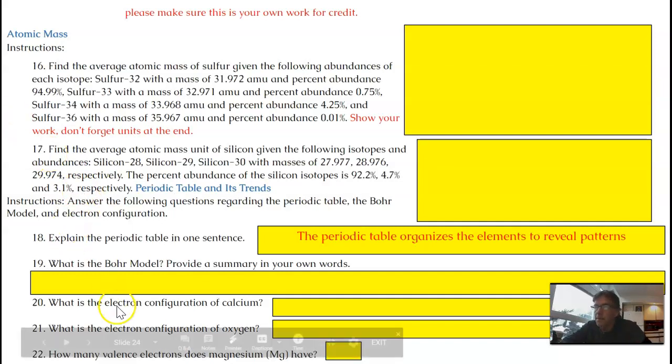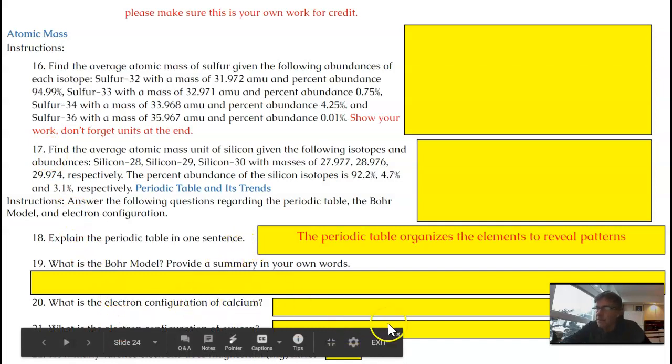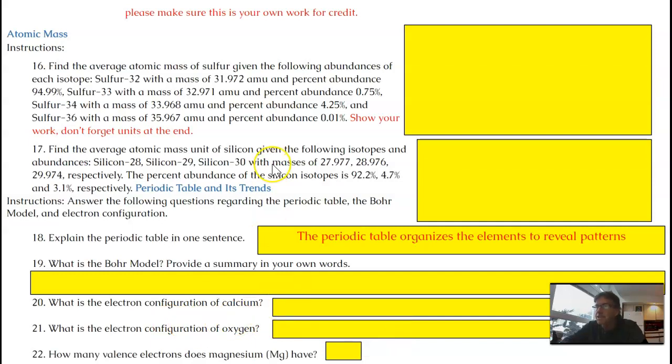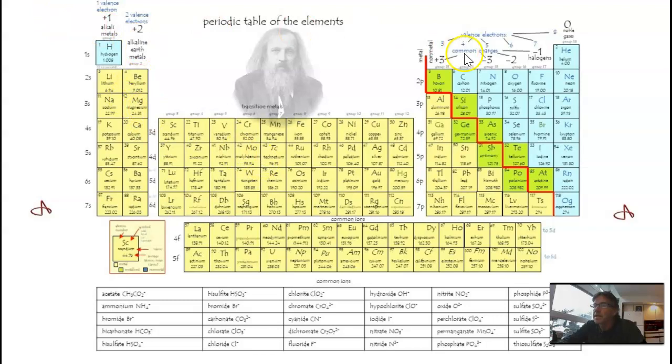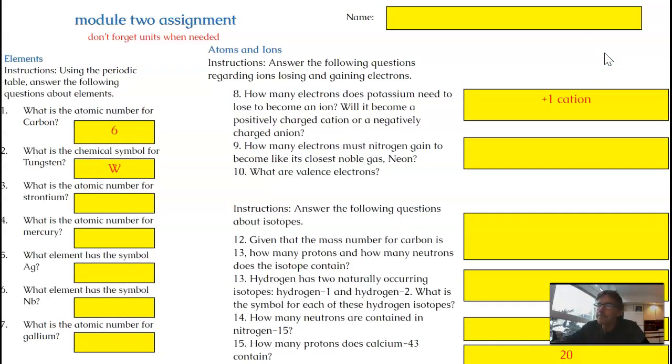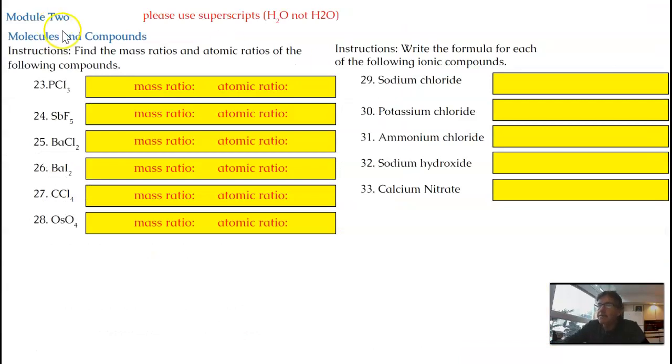Let's do a couple more. What is the electron configuration of oxygen? Well, let's use our periodic table to find out. 1s2, 2s2, 2p4. And we did that in a previous assignment.